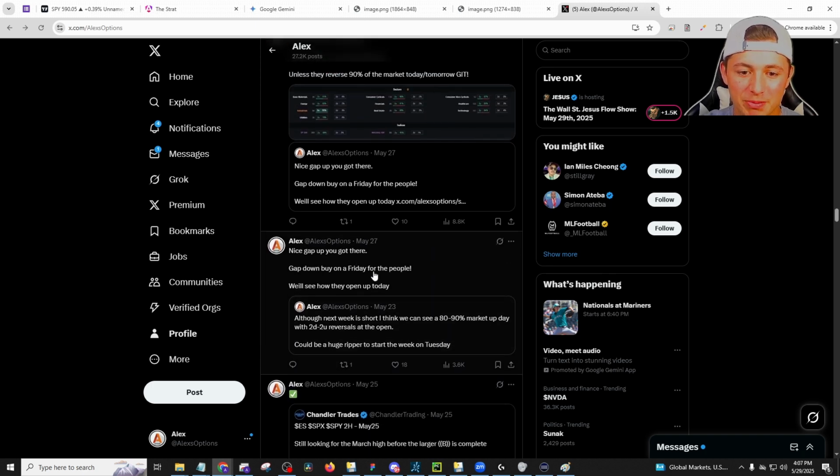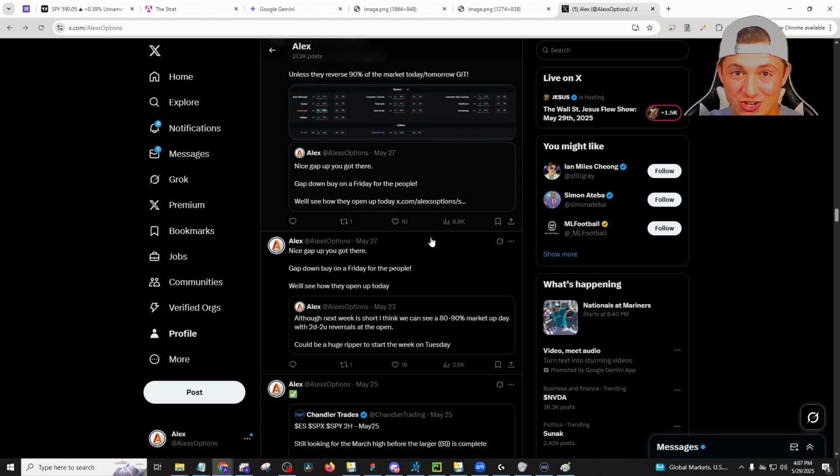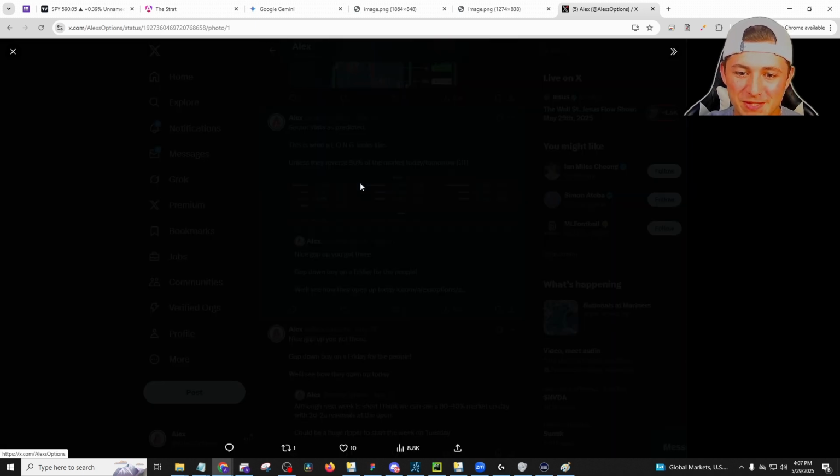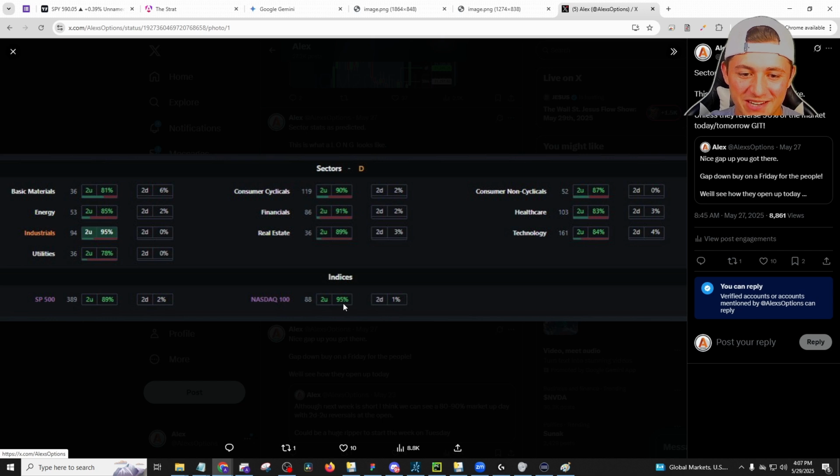Then we saw it gap up. So our analysis was correct. Over the weekend, they gapped it all up. That whole market rejected the downside move and then gapped up to start the week. When the market gapped up, we saw 95% of the NASDAQ going up. That's almost the whole NASDAQ going up. And then we saw almost 90% of the SPY going up within 15 minutes of the open.